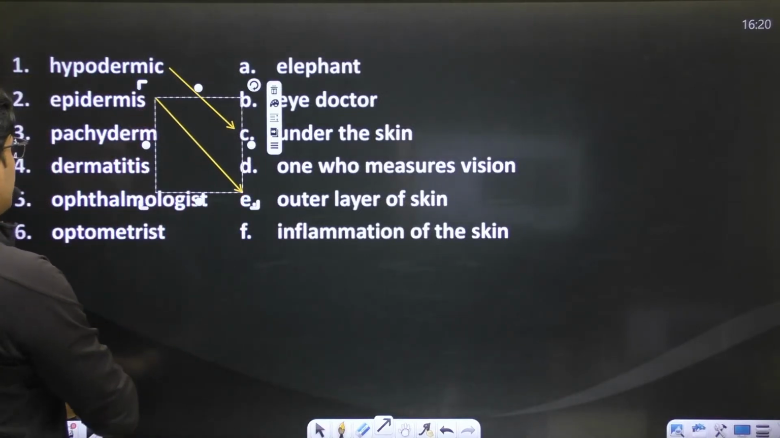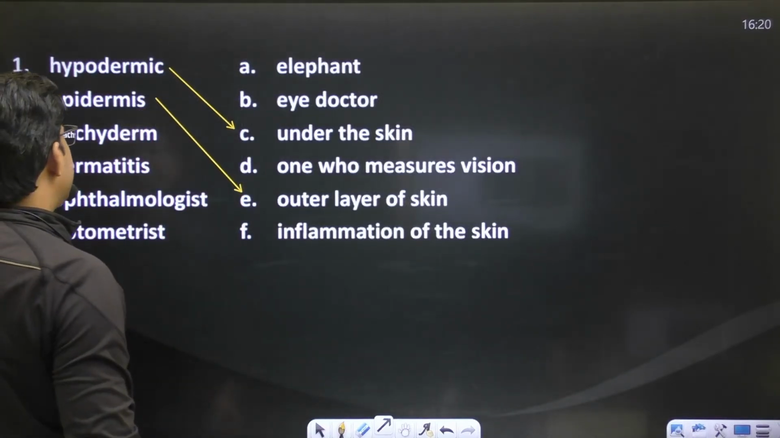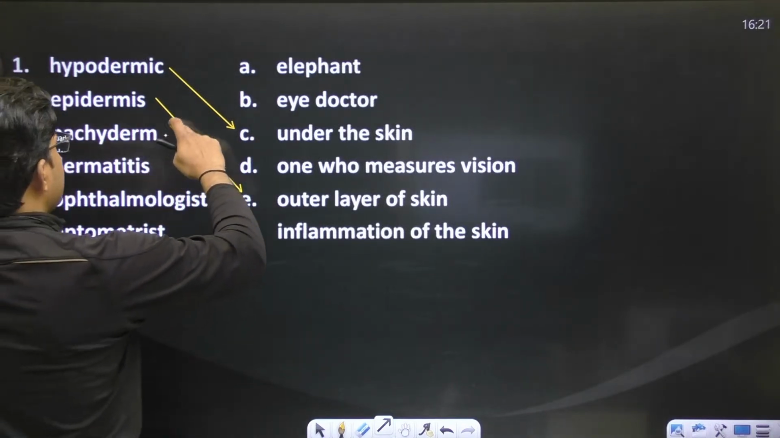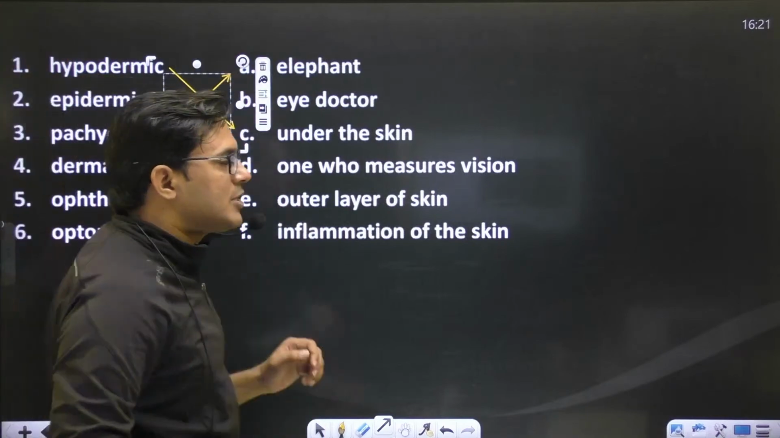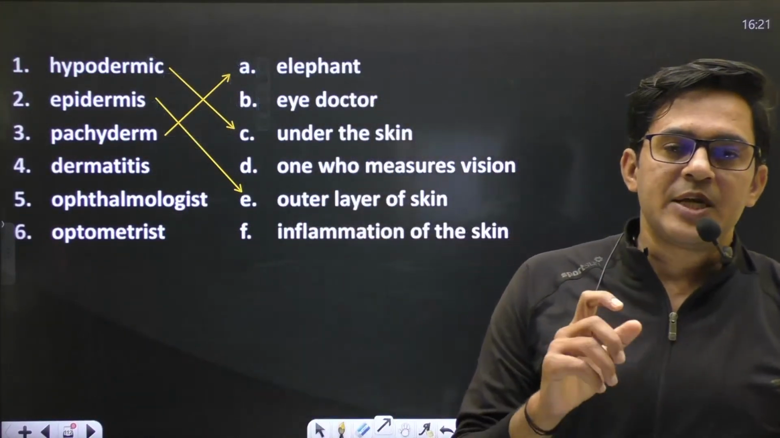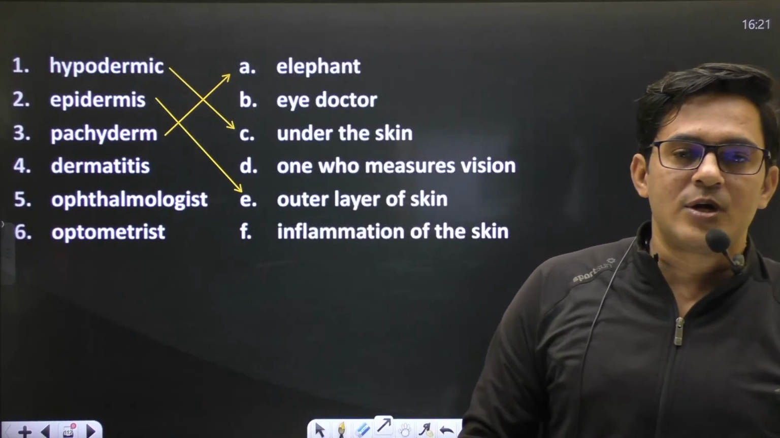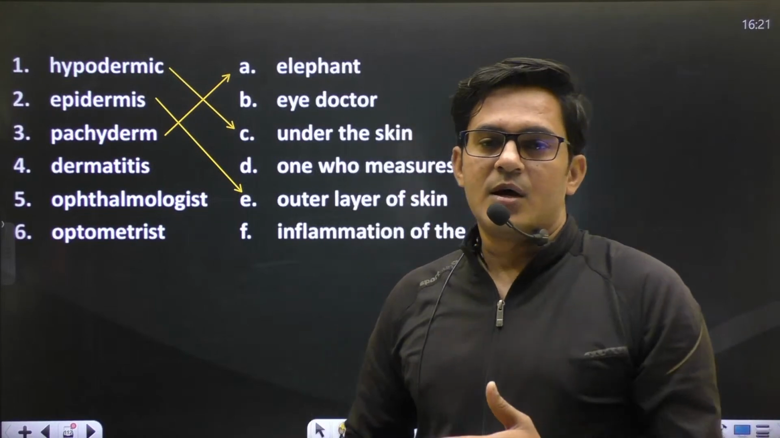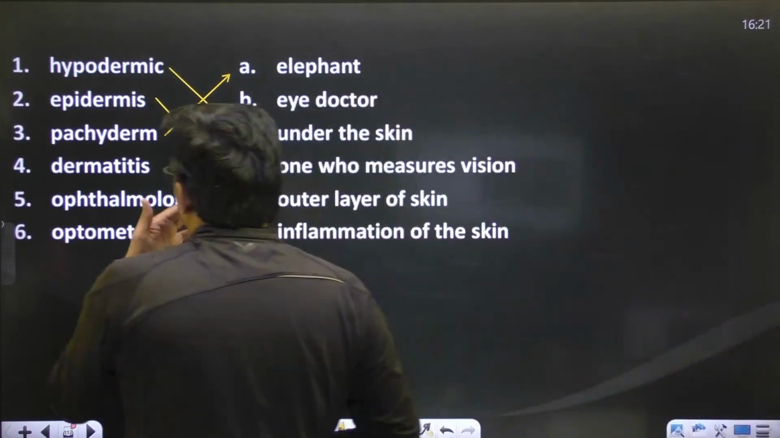Second will match to E. Pachyderm is, you can say, all the animals which are of thick skin. Animals with thick skin are called pachyderm, like elephant, rhinoceros. These are pachyderm. Okay, pachyderm.